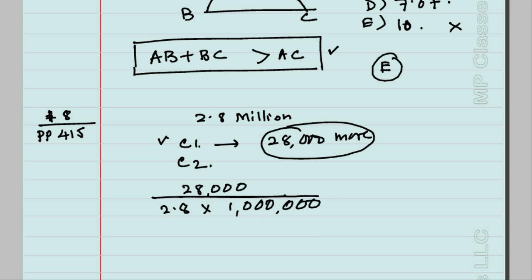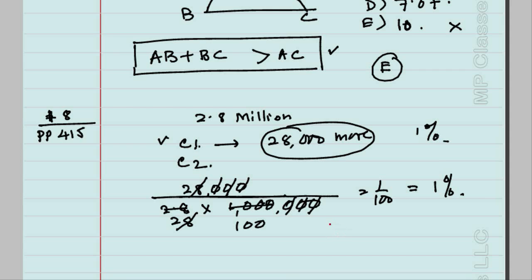So this is going to be the fraction, not yet found as a percent. So let's first find the fraction. This cancels. Then 2.8, I make this 28. Then this 1000 will become only 100. And 28 cancels. So this is 1 over 100. This is a fraction. This is nothing but 1%. So candidate 1 received 1% more votes than candidate 2.